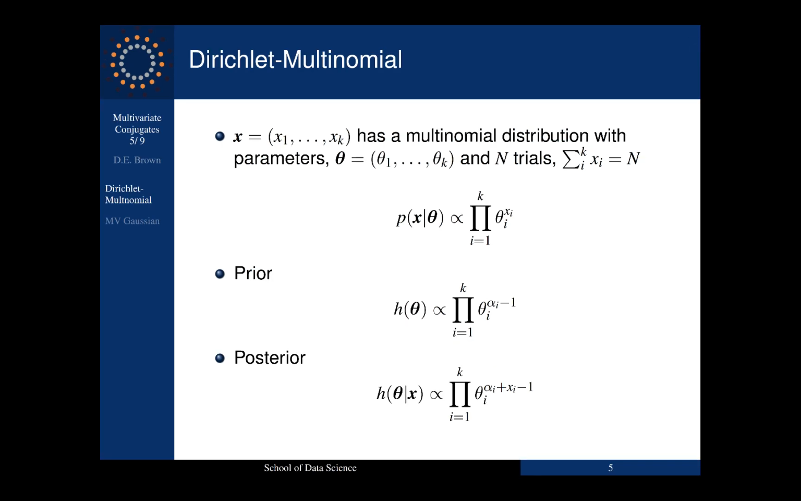Okay, so with a Dirichlet conjugate prior and a multinomial likelihood, we have a posterior which is also Dirichlet. And notice that this Dirichlet has updated parameters. In particular, the parameters have gone from being alpha i to alpha i plus x i, where x i again is the number of observations we have in each one of the categories.